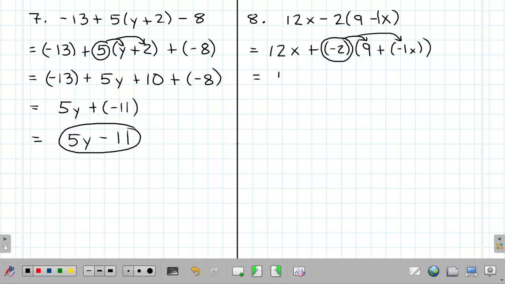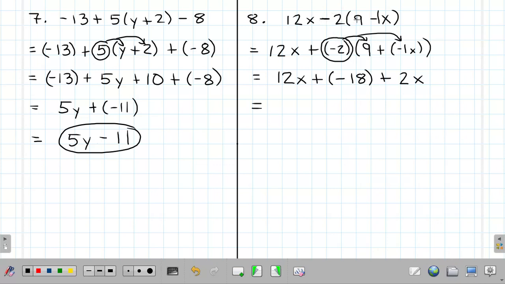Okay, so we get 12x plus negative 2 times 9 is negative 18, plus negative 2 times negative 1 is a positive 2x. Okay, so that was the tricky part here. I guess the rule to follow here is if you see subtraction, kind of like when we were looking at the terms, you see subtraction in front of a term, technically it makes that term negative. So what you need to actually do is distribute the negative 2 here.